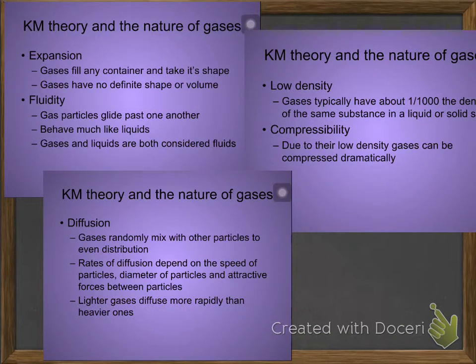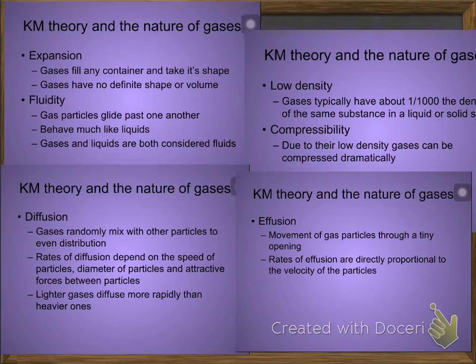This also explains why gases randomly mix with other particles until they're distributed pretty evenly. What we know is that lighter gases do diffuse more rapidly than heavy ones, and that fits right in with the idea that lighter gases would have higher average velocities at the same temperature, higher, that is, than a heavier gas. The very last point in terms of gas behavior and the kinetic molecular theory is effusion.